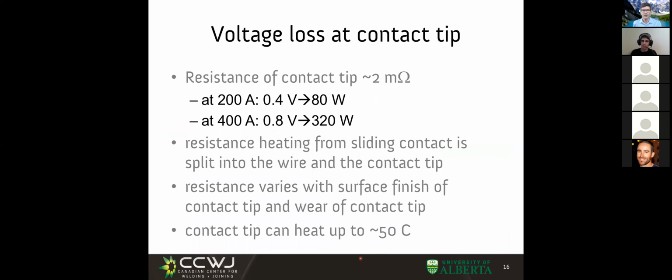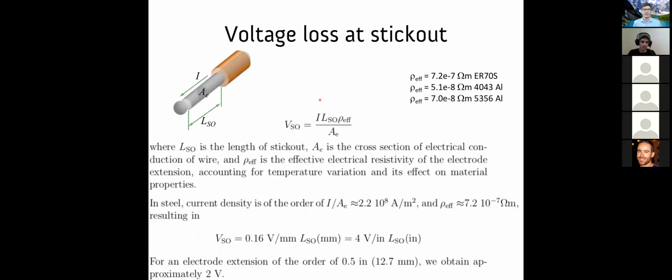So we talked about voltage loss at the contact tip because we have a sliding contact. And something I take for granted is that you know that resistance times current gives you voltage, and voltage times current gives you power, right? And so that's why constantly I'm talking about these milliohms of resistance. When I combine with current, I get voltage. And when I combine this voltage with the current, it gives us power. Extremely important, very basic.